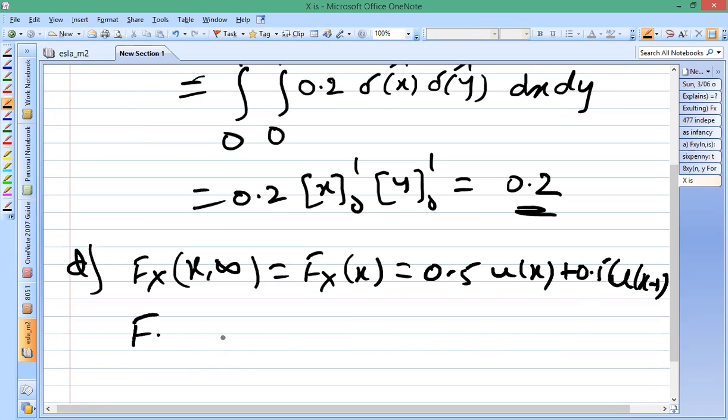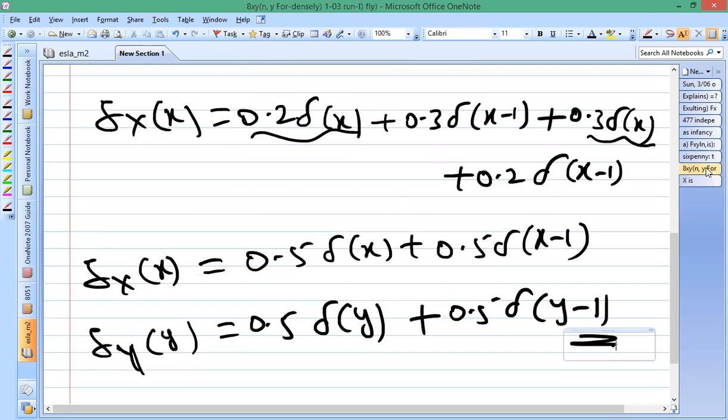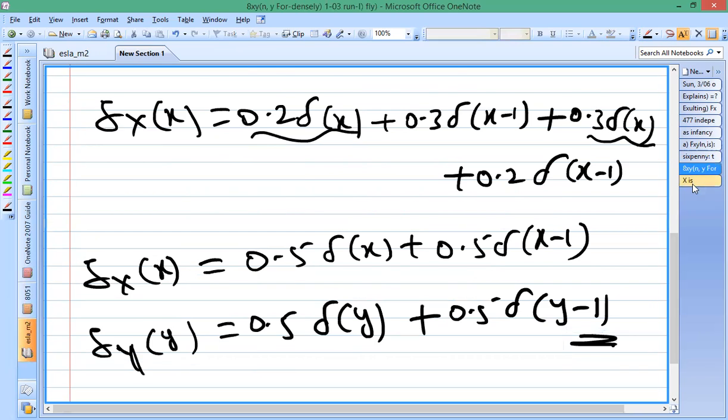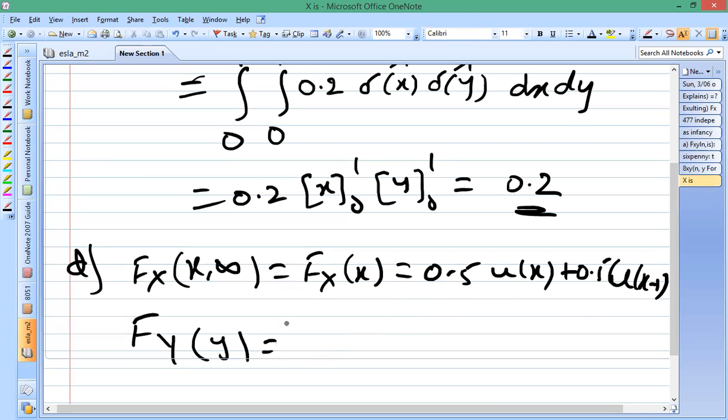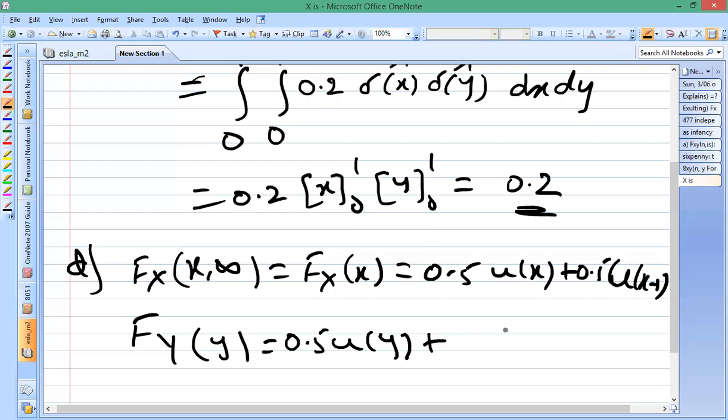And similarly, can you write Fy of y? Same equation, but in terms of the unit step function. Here we have 0.5 delta of y plus 0.5 delta of y minus 1. So for the CDF, it can be written as what? 0.5 u of y plus 0.5 u of y minus 1.